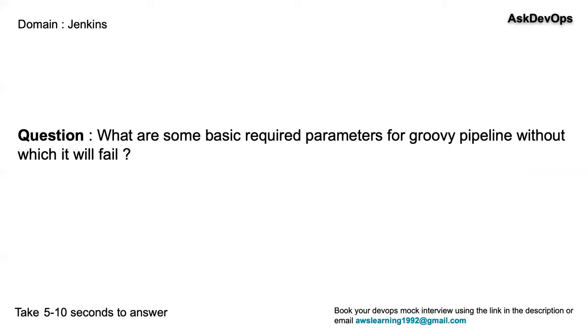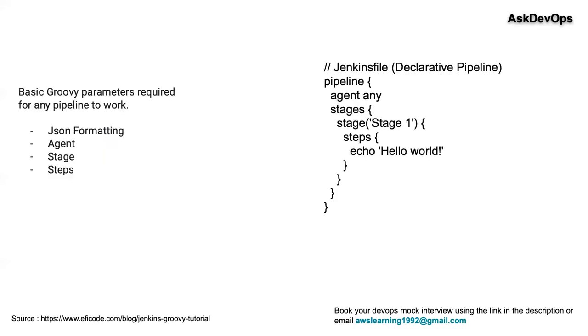What is getting asked here? They are trying to ask you that in the Groovy scripting that you will write to create pipelines, what are some minimum parameters that are required without which the pipeline will fail? Meaning, if you remove this parameter, it might fail. So what is it? It's very easy.